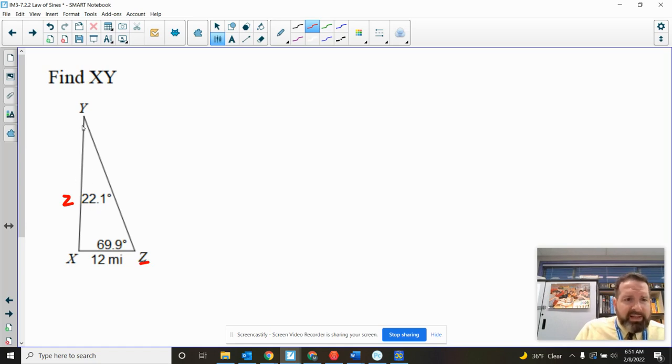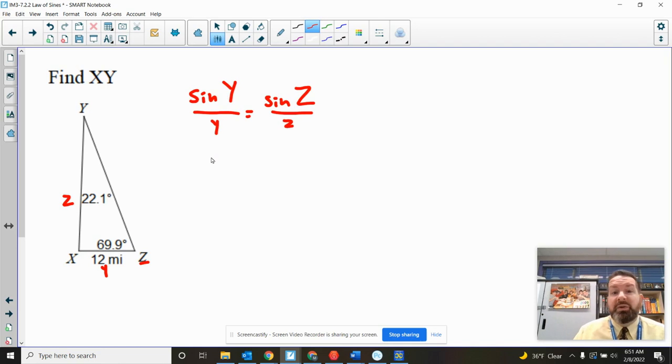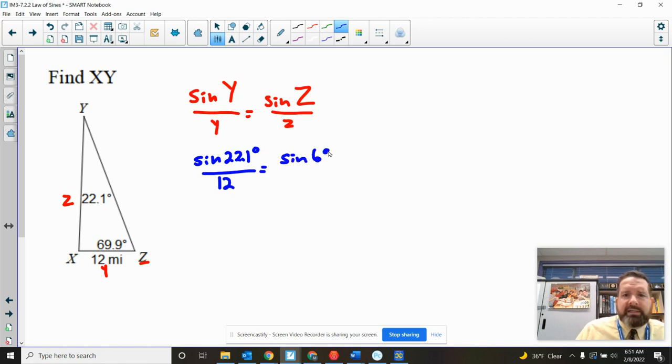Now this 22.1, that's measuring angle Y, and I've also got side Y. Okay, we can set things up here. Sine of Y over Y equals sine of Z over Z. Notice we switched letters, doesn't make any difference. Same relationship still holds. Fill in what we know. For the 12 miles is the sine of the 69.9 degrees over the, we don't know how many miles.